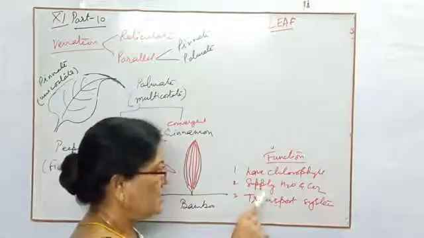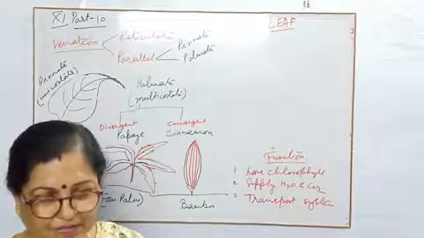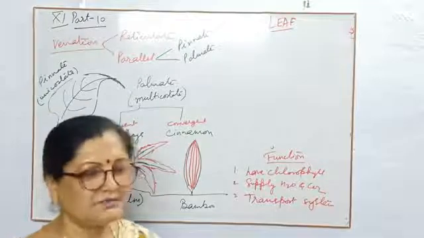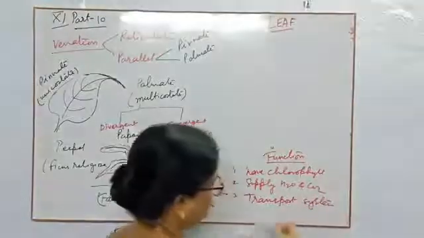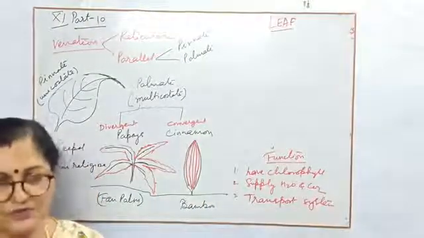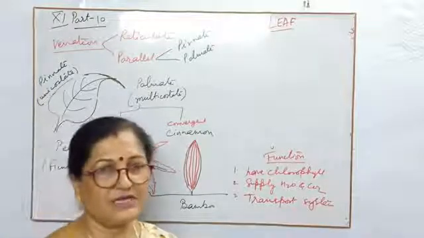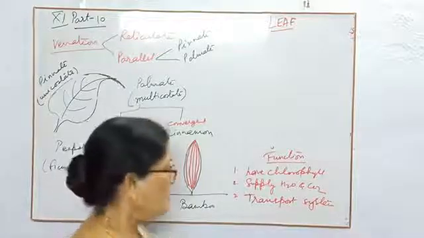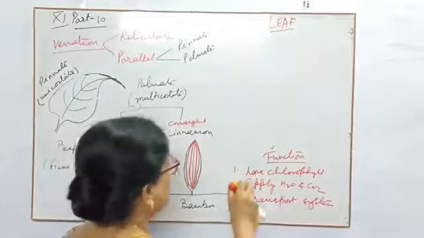Third function, after preparation of the food they have to transport the prepared food throughout the parts of the plant. So this is the third function, that is the transportation system. They have either to take the water from root to the leaf or to transfer the food from the leaf to root or other parts of the plant. So these are the main functions of the leaf.